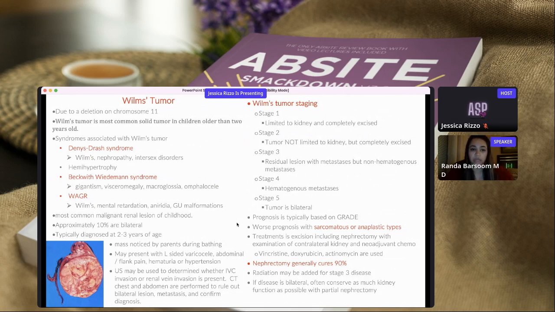This tumor is generally asymptomatic. As a matter of fact, the most common story you'll hear is that mom was bathing baby and felt a weird mass in their costochondral space or their retroperitoneal space, and will come in asking what this mass is, and it's usually a Wilms tumor at this point. Next.